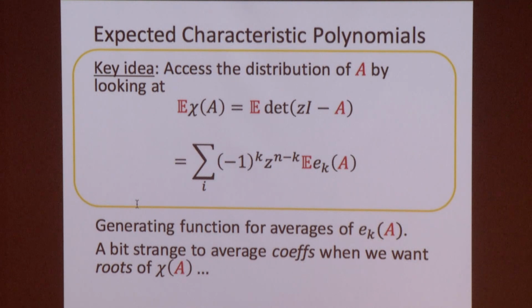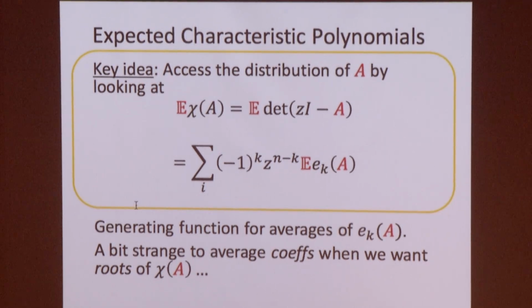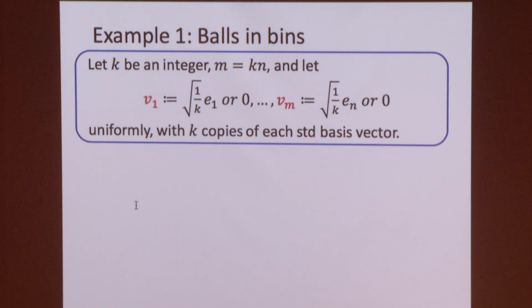And this might seem a little weird because we're interested in the eigenvalues of this matrix, so we're interested in the roots. But what we're doing here is averaging the coefficients. And averaging the coefficients, it's not really clear what that has to do with averaging the roots or anything like that. Okay, so before I get to why this makes sense, let me just show you a couple more examples.